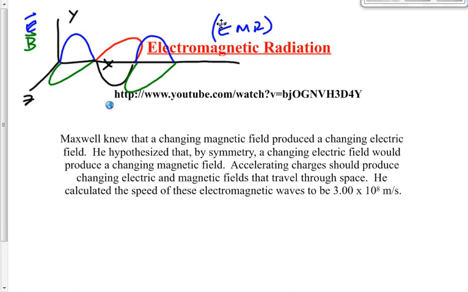So this wasn't new. Part of it was, but the beginning wasn't new. Maxwell knew very well that a changing magnetic field would produce a changing electric field. Okay, that was well established. He didn't discover that. But he did hypothesize that by symmetry, a changing electric field might make a changing magnetic field. So now if you have a changing magnetic field producing an electric field, and an electric field can produce a magnetic field, then it just becomes a circular thing, a self-sustaining thing.